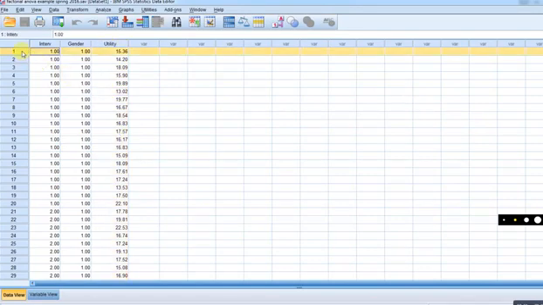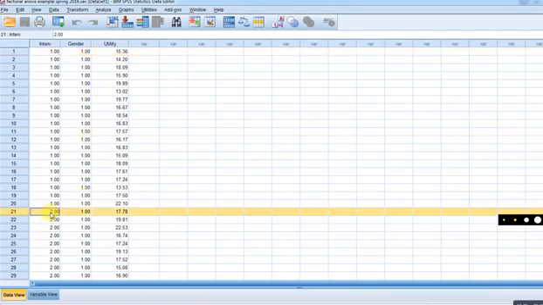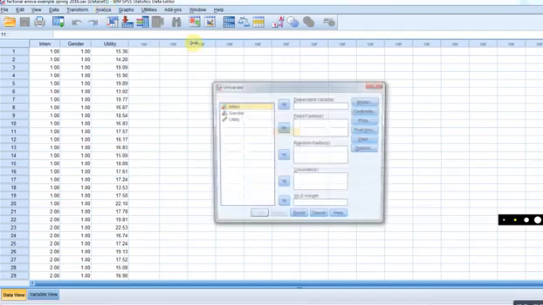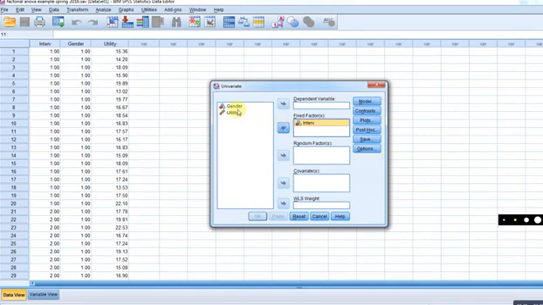So case 1 is a person who received intervention 1 who is a male, and this is that person's score on perceived utility. Case 21, that person received intervention 2, was a male, and this is that person's perceived utility score. So to run the ANOVA in SPSS, we go to Analyze, General Linear Model, Univariate, and we place our independent variables, which are categorical, into the Fixed Factors box, and we put our dependent variable into the Dependent box.